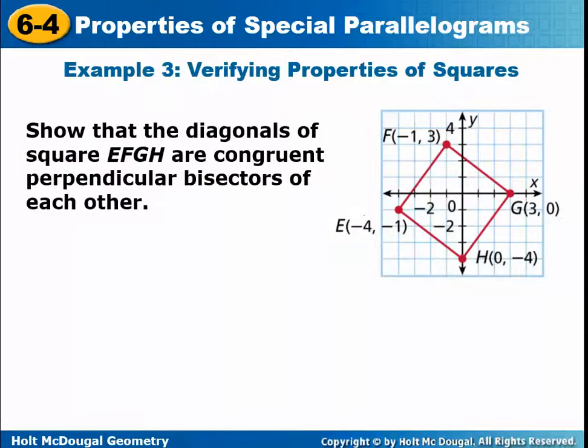So we want to show first that the diagonals of square EFGH are congruent perpendicular bisectors of each other. So here are the diagonals. There's one that goes from here to here, and there's one that goes from here to here. So if it's a rectangle, they'll be congruent to each other. If it's a rhombus, they will intersect at right angles. They'll be perpendicular to each other. And also if it's a rhombus, they will bisect these angles. But I think we don't have to worry about that part. I think we just have to show that they're congruent and that they are perpendicular bisectors.